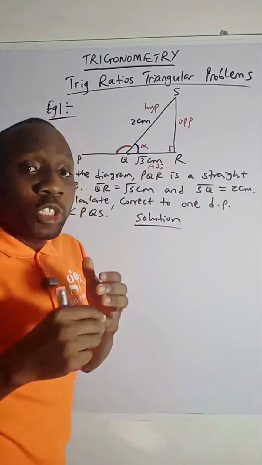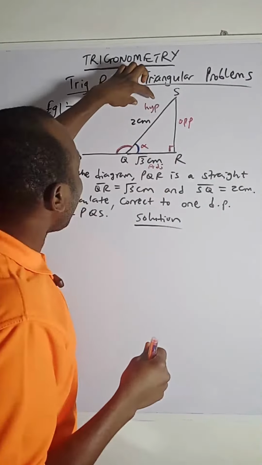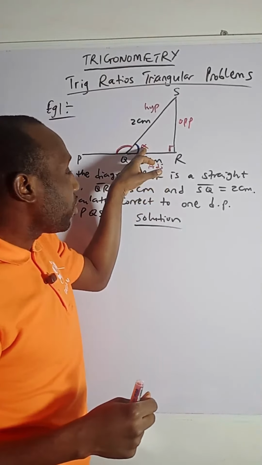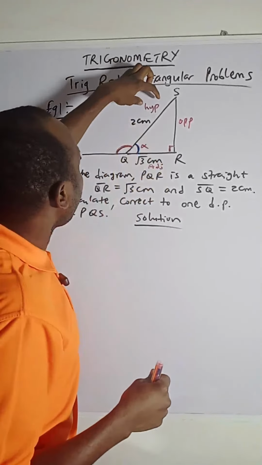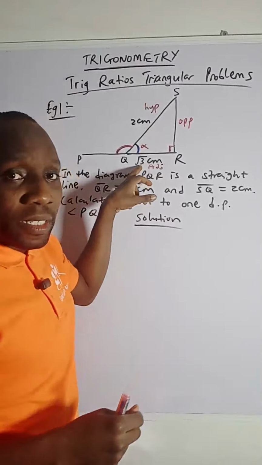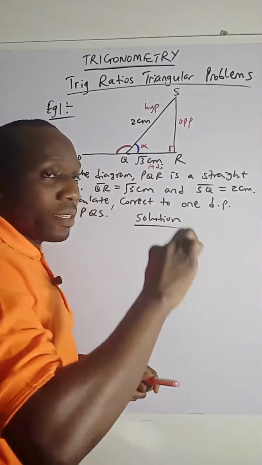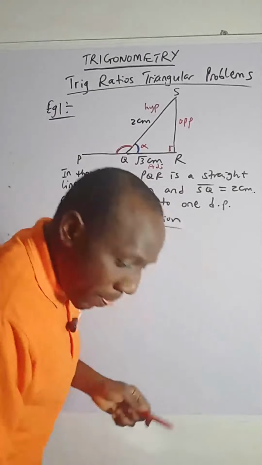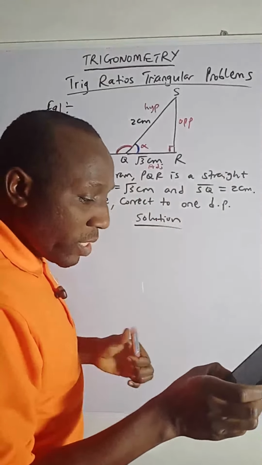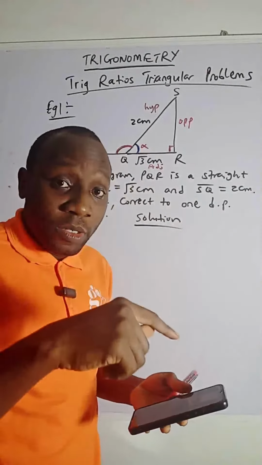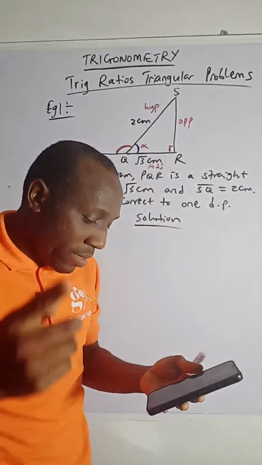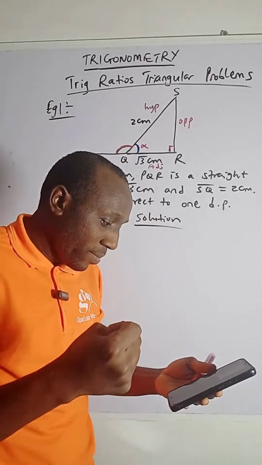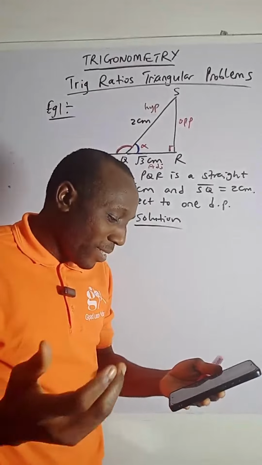Now I'm going to use a trig function that will combine hypotenuse and adjacent, because I have to get this angle. Who can tell me which trig function will combine hypotenuse and the adjacent? Is it sine? Is it cos? Tan? Somebody talk to me in the comments.